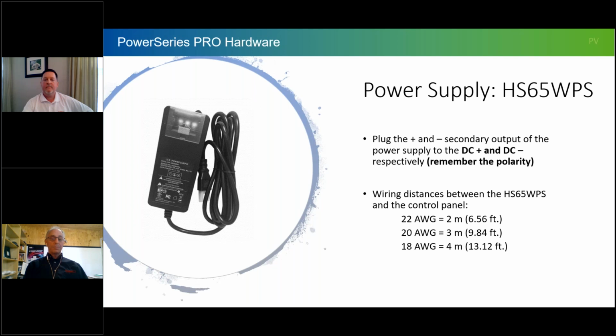So this is the power supply you'll need for the Pro. Remember, now we're powering up the Pro with a DC power supply, the HS65WPS, minding the polarity now. One of the questions I have during my training is, Pierre, how far can I go from the panel with the DC power supply compared to the AC transformer? You've got to stay fairly close to the panel if you want to put the power supply aside the main panel. So 4 meters, about 13 feet, is what we recommend in our manuals.